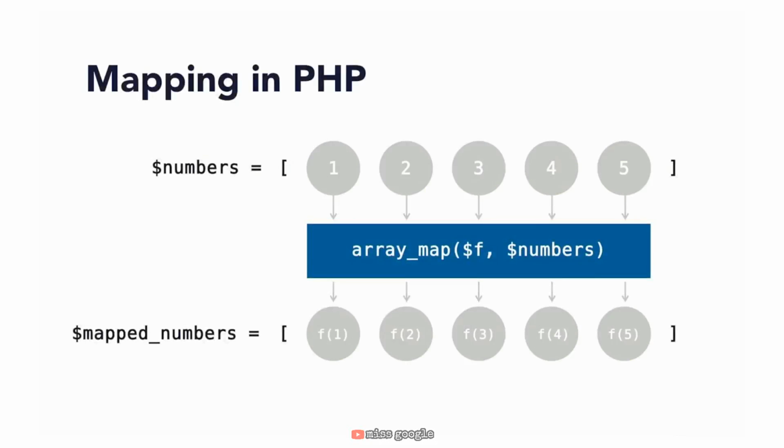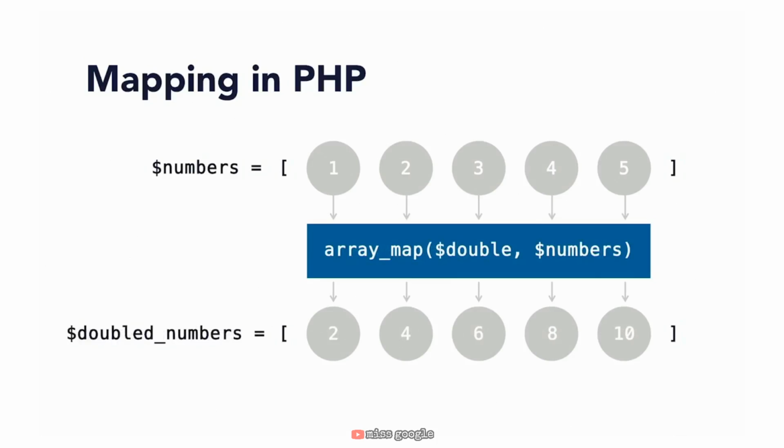array_map then returns another array that contains the return values of the function for each element in our original array. So in other words, it takes each element and maps it to the return value of the function that we give it. If this function is something like double, for example, it will return a new array where each of the numbers has been doubled.